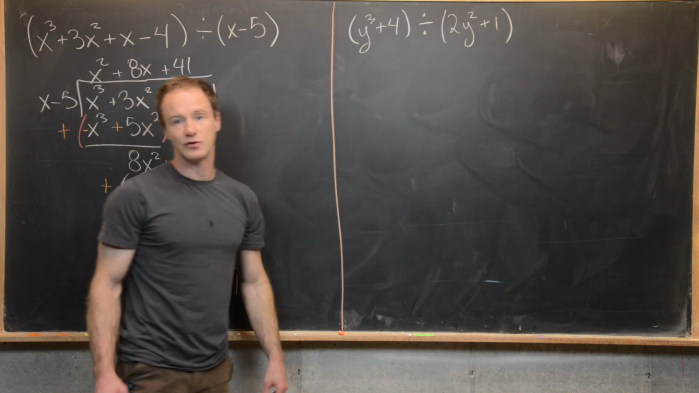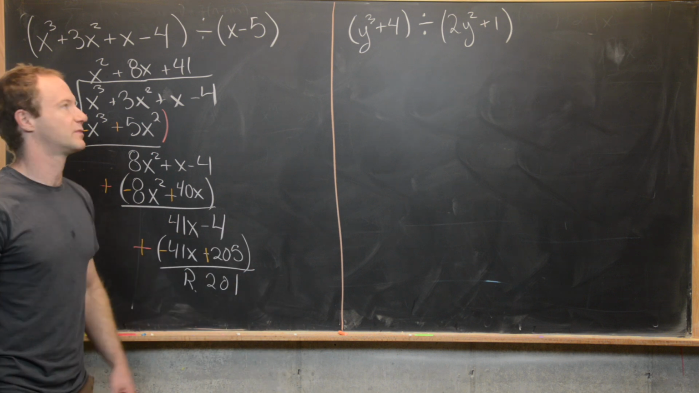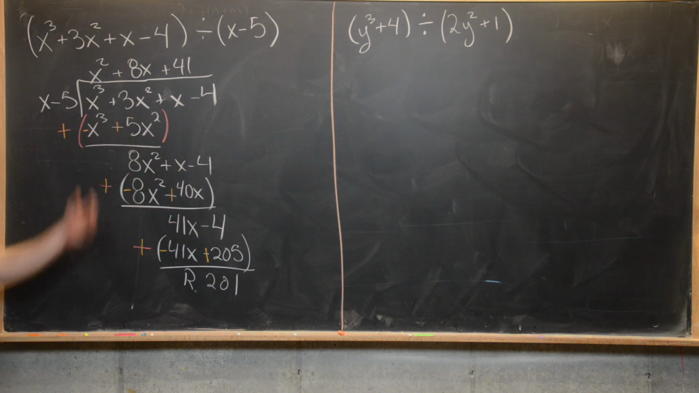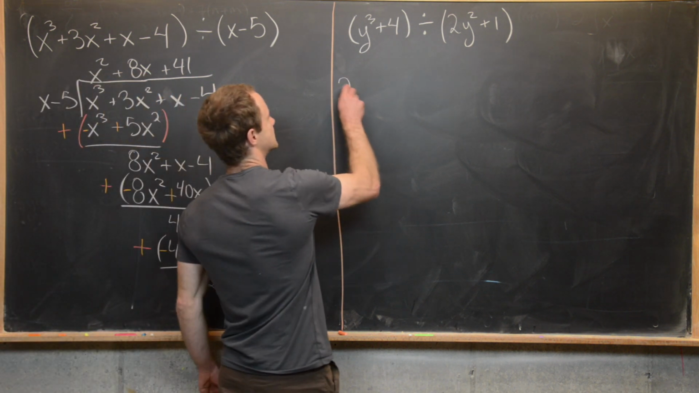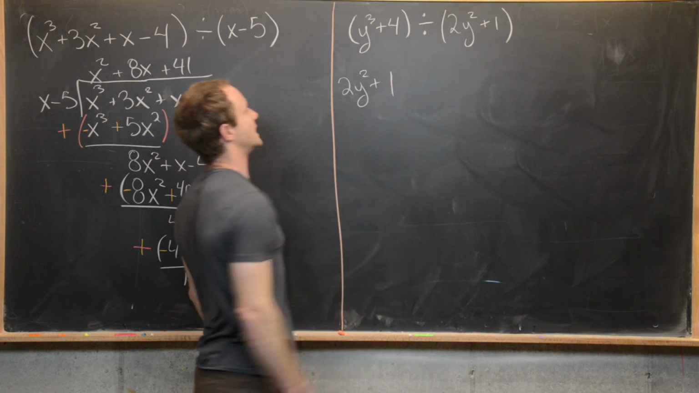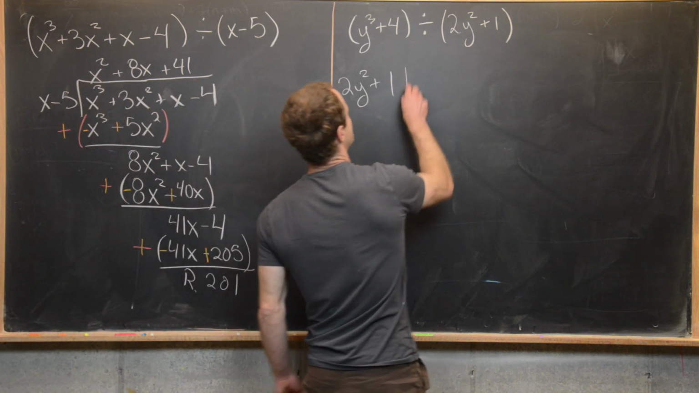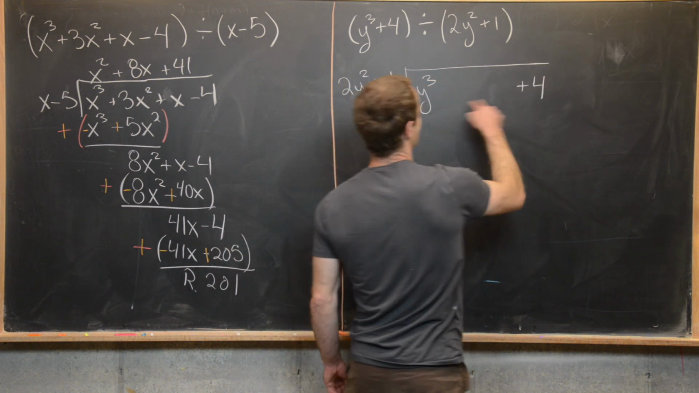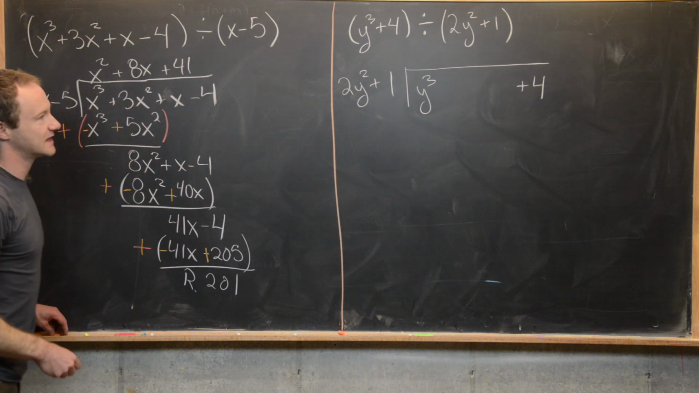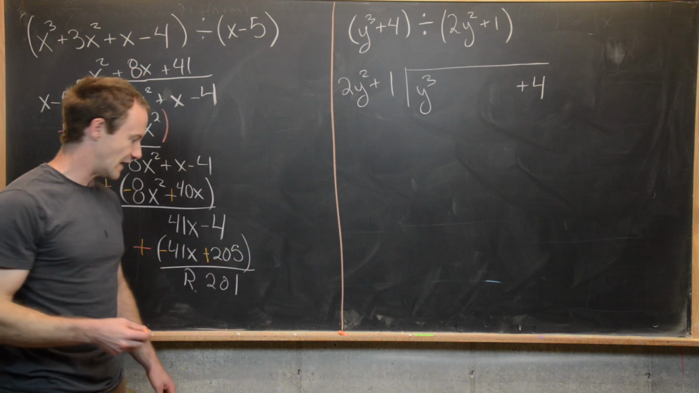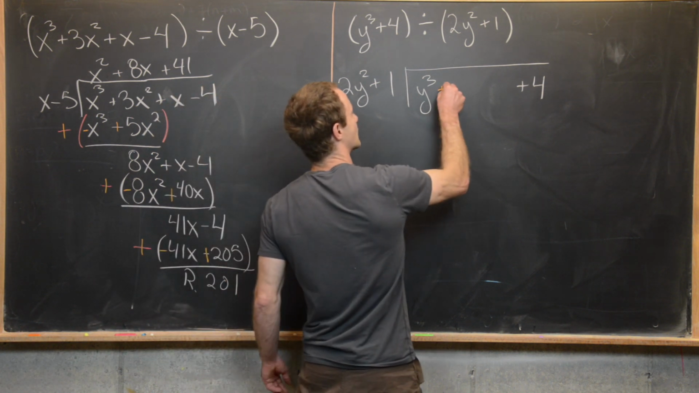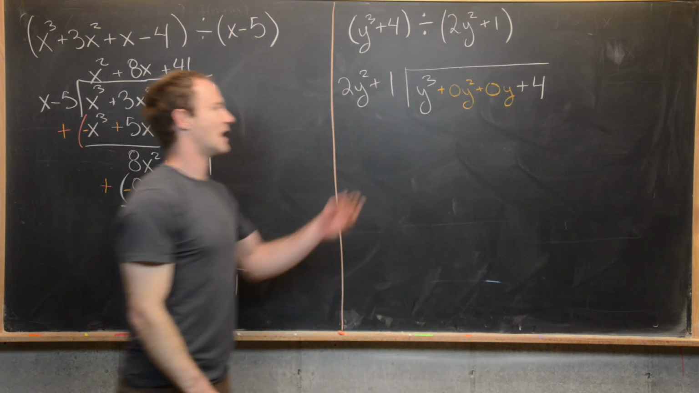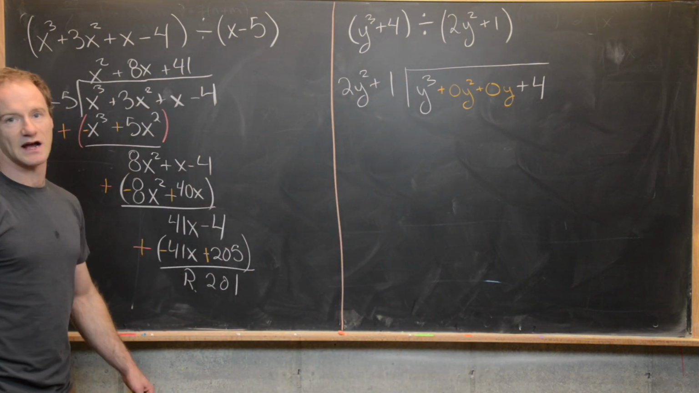Now we're going to take y cubed plus 4, and we're going to divide it by 2y squared plus 1. We're going to use the same strategy that we did over here. So let's take our 2y squared plus 1, and now we're going to be dividing that into y cubed plus 4. I'm putting a little bit of a gap there because notice I don't have a y squared term or a y term. Sometimes people go ahead and write in a plus 0y squared plus 0y here, just to keep in mind that there are none of those, but that's kind of optional.